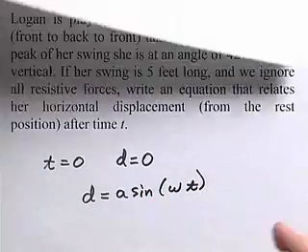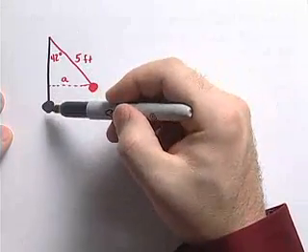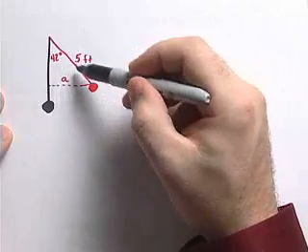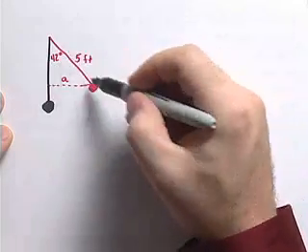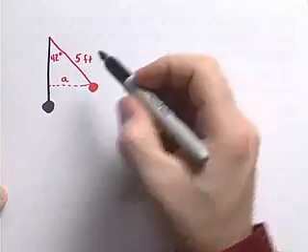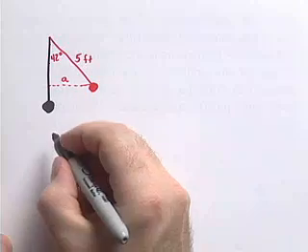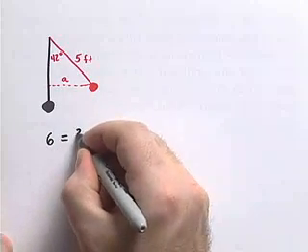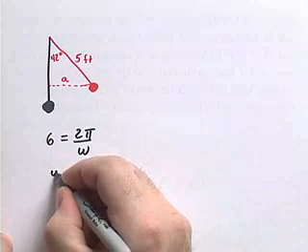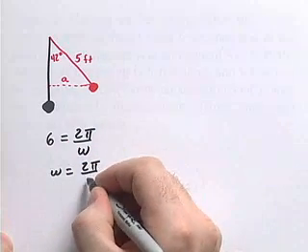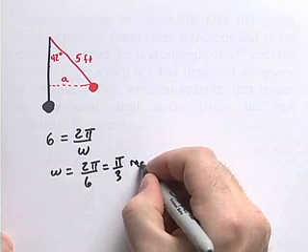We're going to go ahead and look at the diagram. Consider this is our rest position for the swing, and here's at her highest point. It makes an angle of 42 degrees with the vertical, and the swing is 5 feet long. And this represents our value for A. The period is 6 seconds, so we'll have 6 is equal to 2 pi over omega. It means omega is equal to 2 pi divided by 6, which is equal to pi over 3 radians per second.